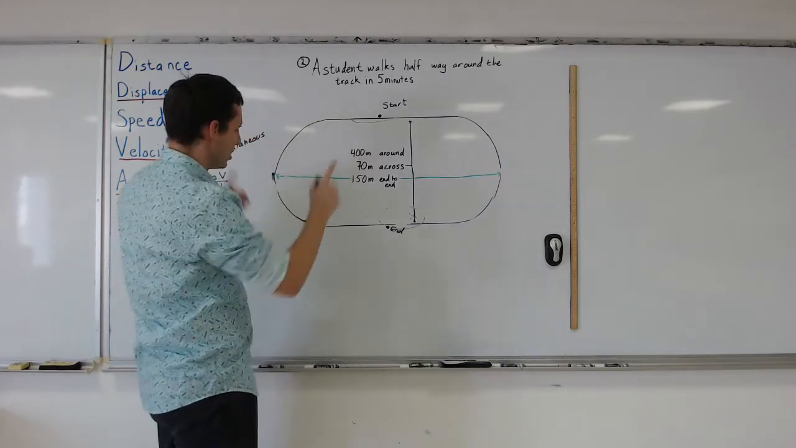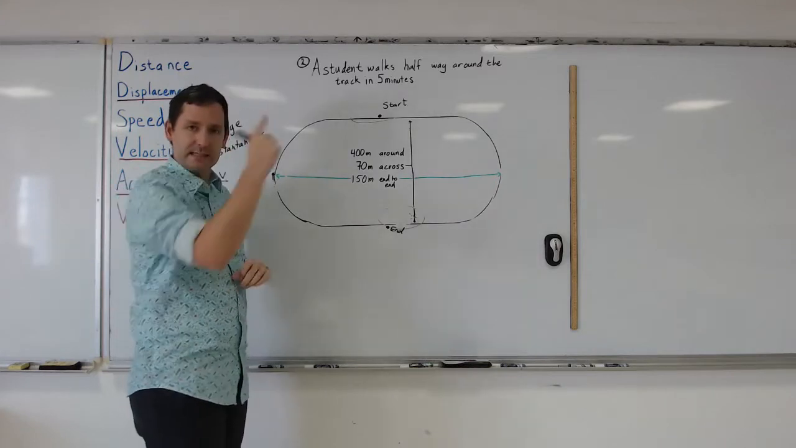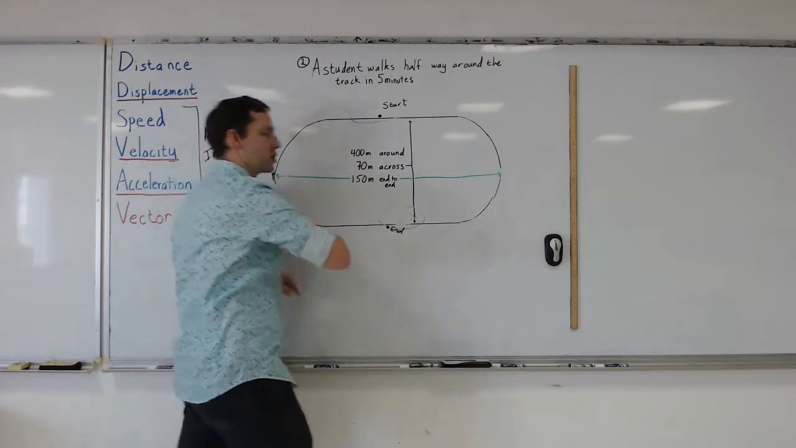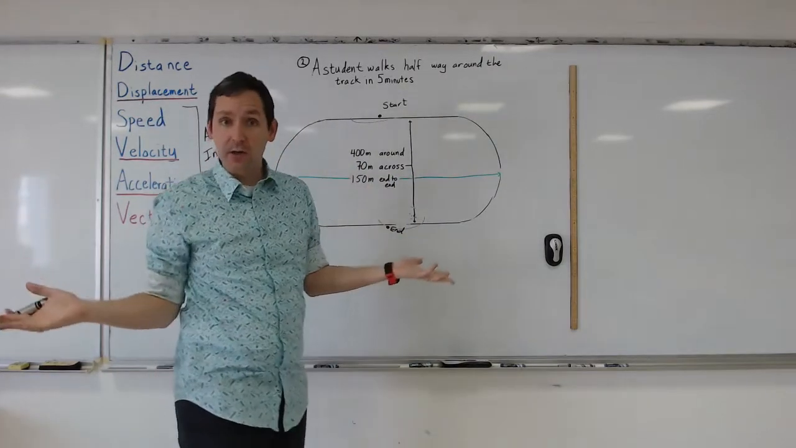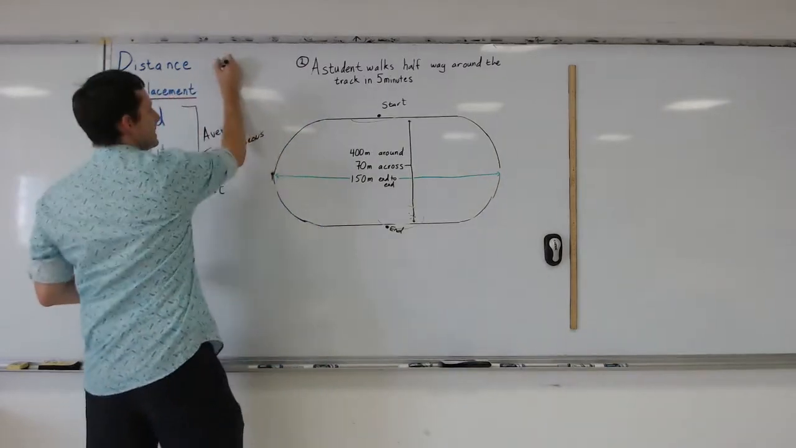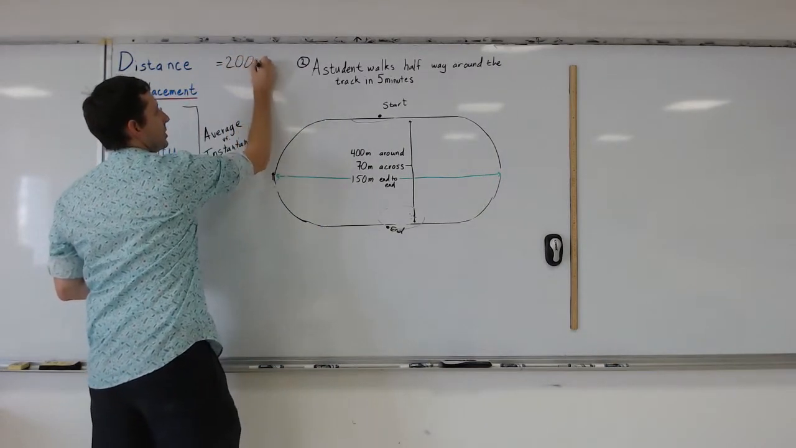Okay, so first question. What is the distance traveled? Well, hopefully you're thinking, well, it's 400 meters all the way around. If I only go halfway around, my distance is 200 meters. All right? So distance, 200 meters.